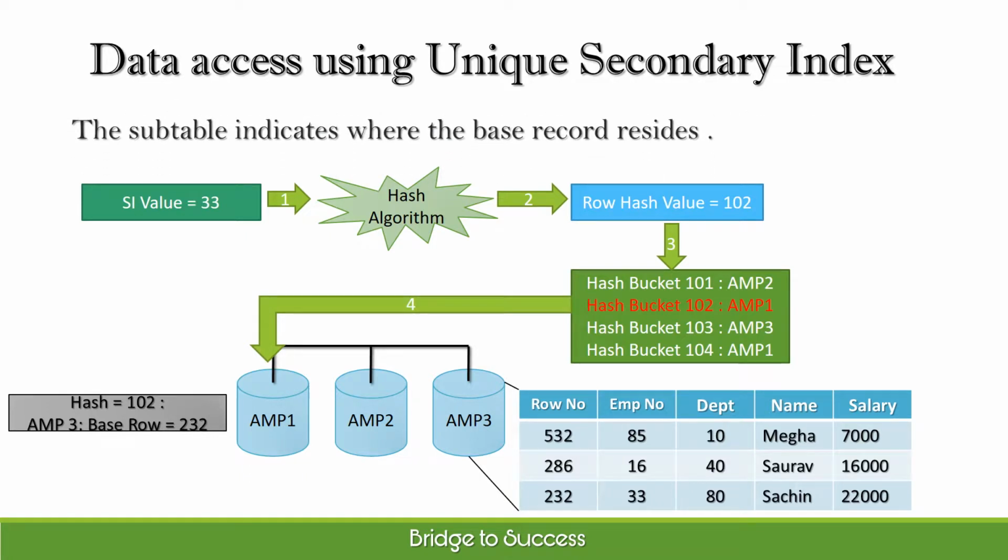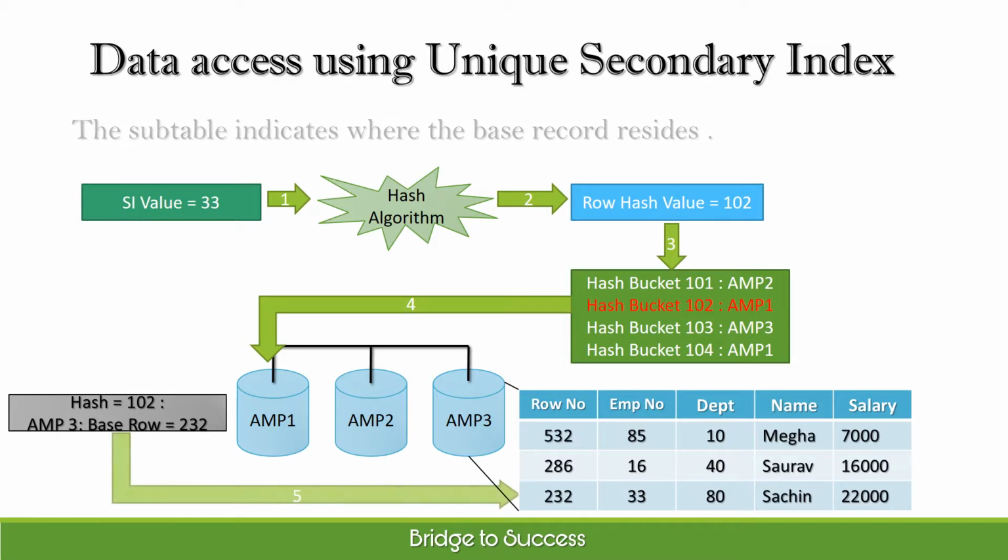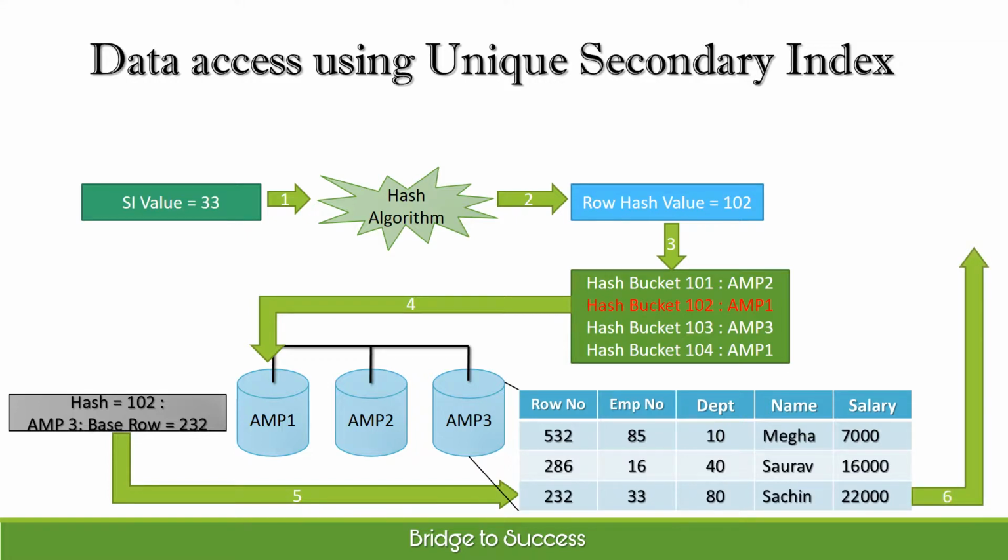The subtable indicates where the base record resides. We can see that the record is in row 232 of AMP3. The message goes back over the BYNET to the AMP with the row, and the AMP accesses the data row in AMP3. The row is sent over the BYNET to the PE, and the PE sends the answer set on to the client application.